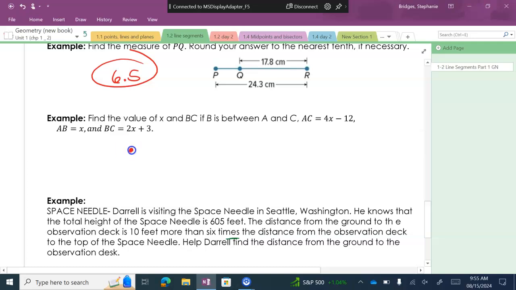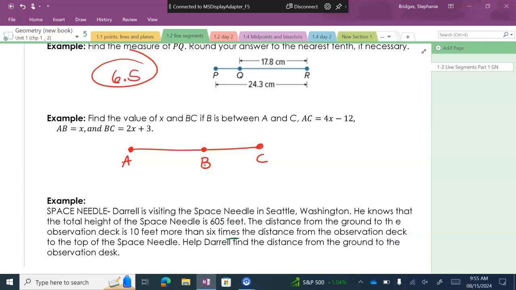Right. B is between A and C. That means A and C are the ends, and B is somewhere in between. Does it say in the middle? No, it just says in between. It could be in the middle, but it doesn't say that it has to be the middle. So I'm just going to put it somewhere in between. Is that what everybody else drew?